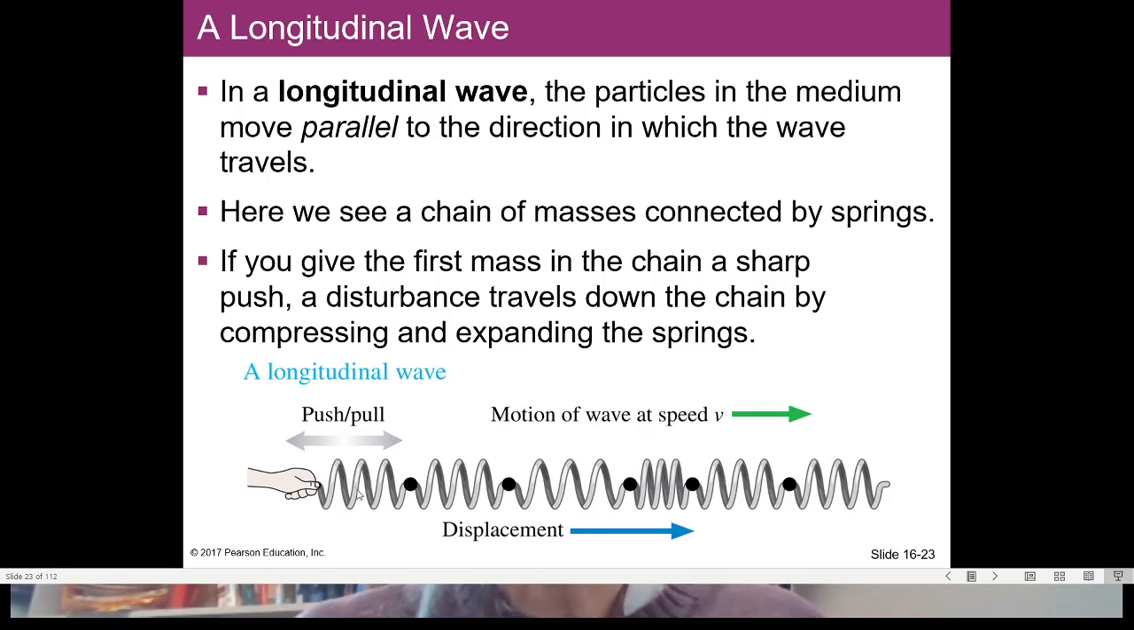So, for example, if I took this slinky here and I pushed and pulled it back and forth like this, then the disturbance in the slinky would move down this direction, and you can see that the coils are close together or farther apart, and so the disturbance is in this direction, but the actual motion of the wave, that is, as it travels down the slinky, is also in this direction. So we call that a longitudinal wave.